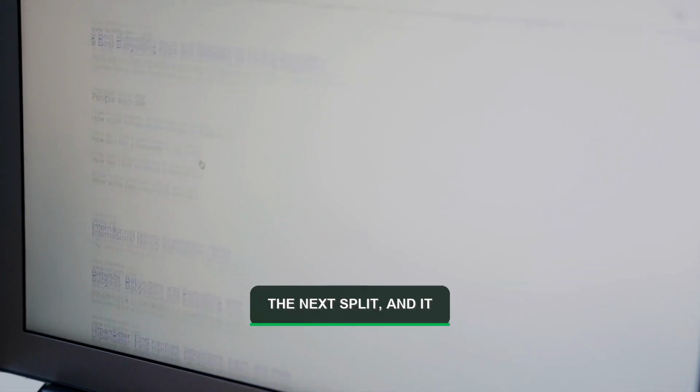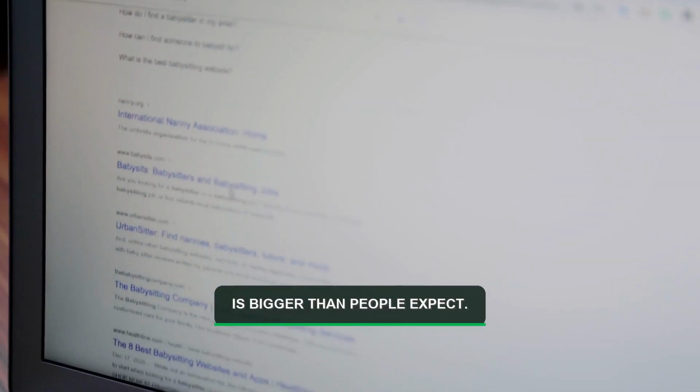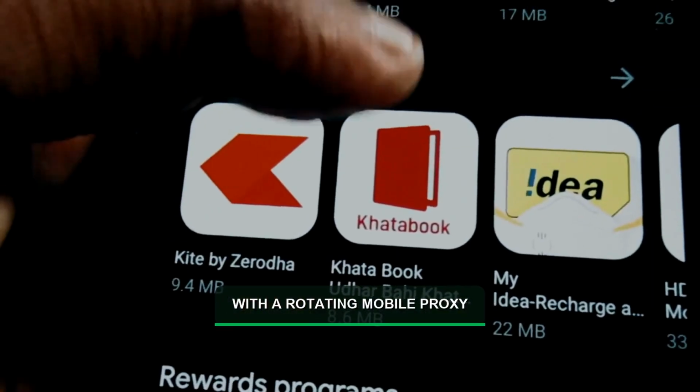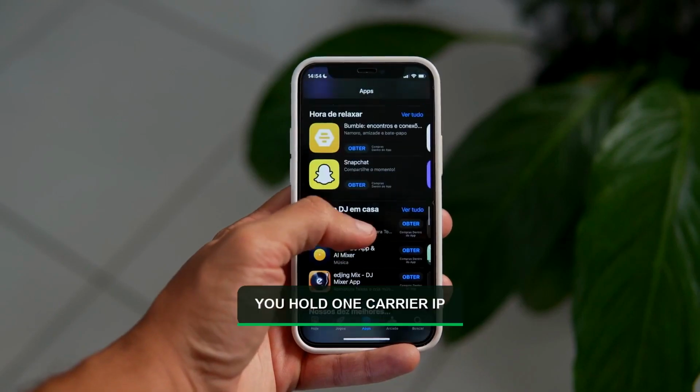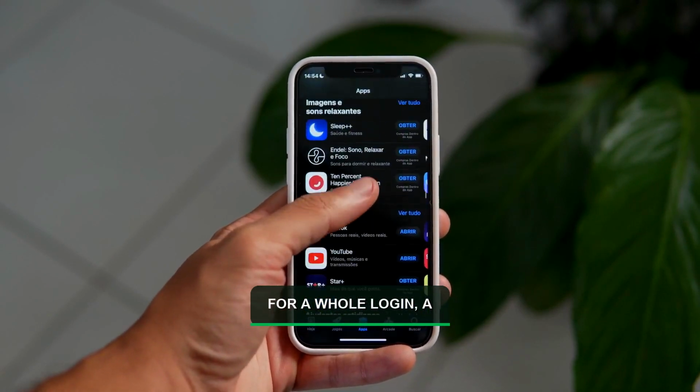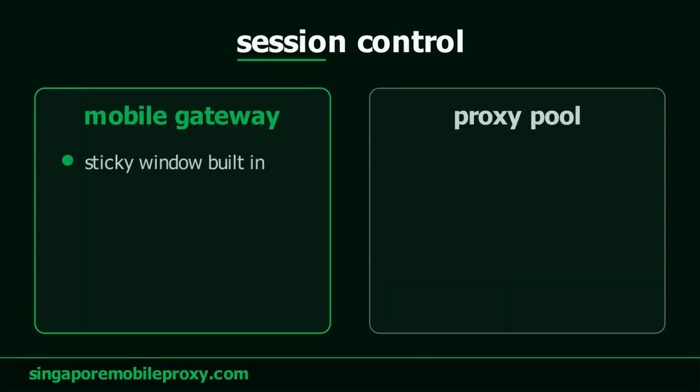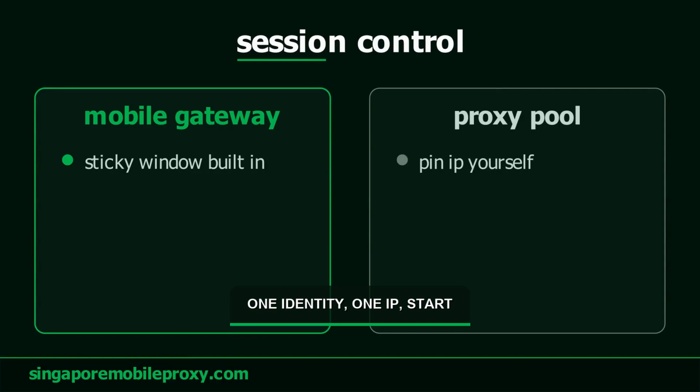Session control is the next split, and it is bigger than people expect. With a rotating mobile proxy, you get the sticky window. You hold one carrier IP for a whole login, a whole checkout, a whole session, then rotate clean when you are done. One identity, one IP, start to finish.